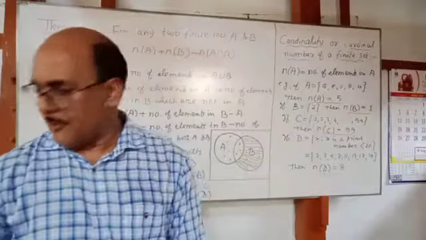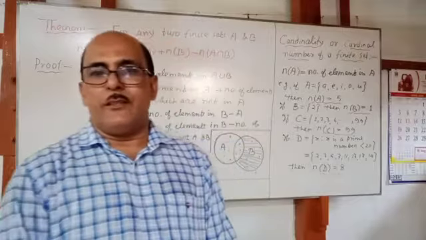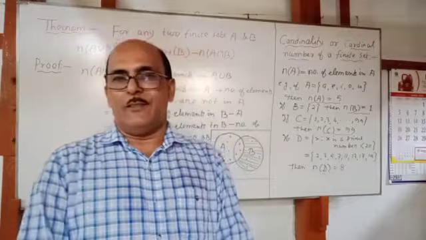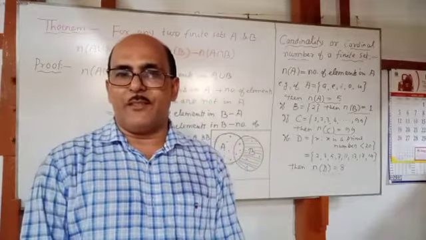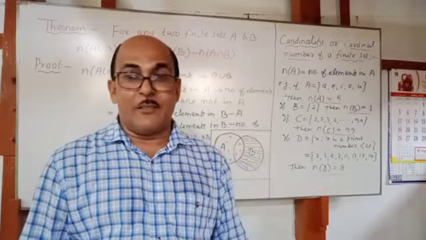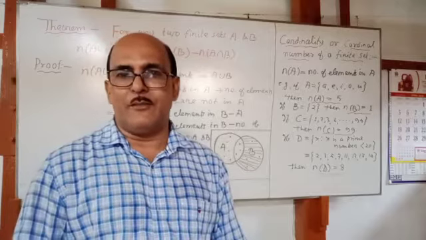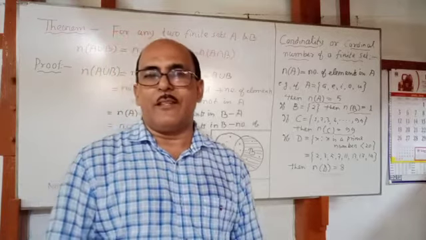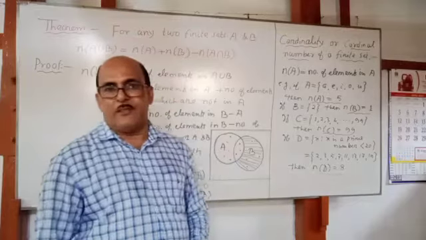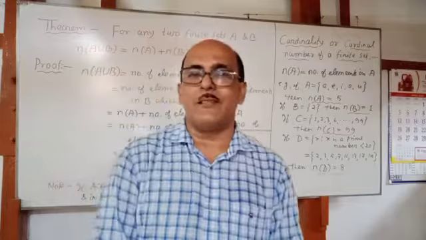Hello students, today I shall be talking on cardinality or cardinal number of a set. What is cardinality? If a set is finite, then either it is empty, that is null set, or it contains a finite number of elements. This is the definition of finite set. So the cardinality of a finite set is defined as the number of elements in the set.